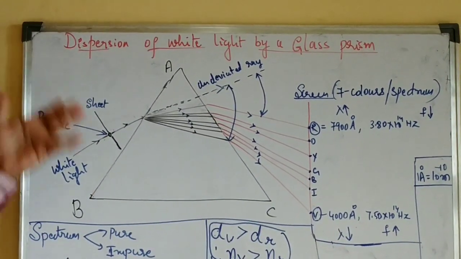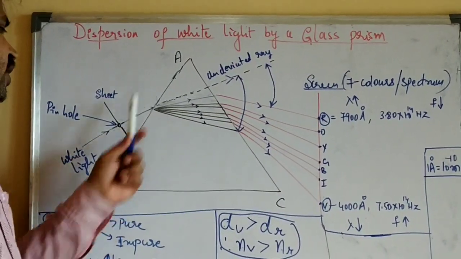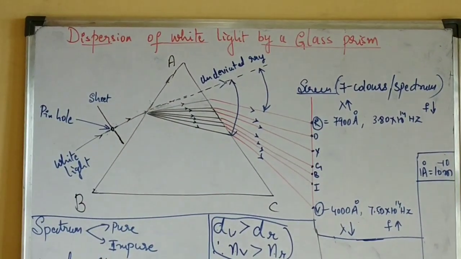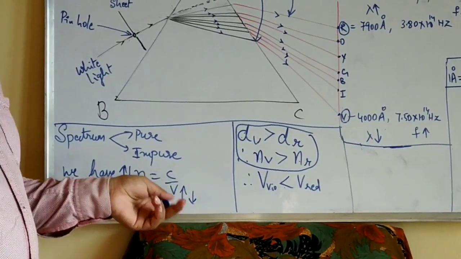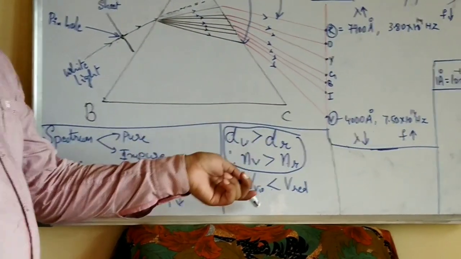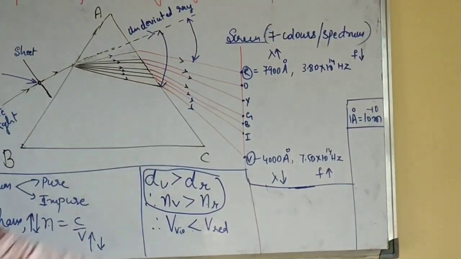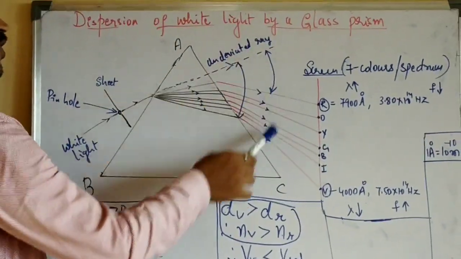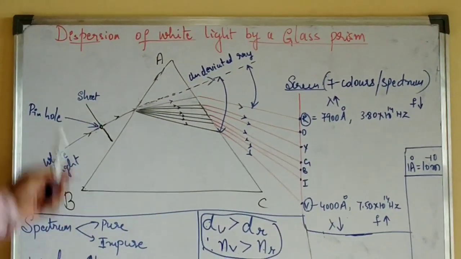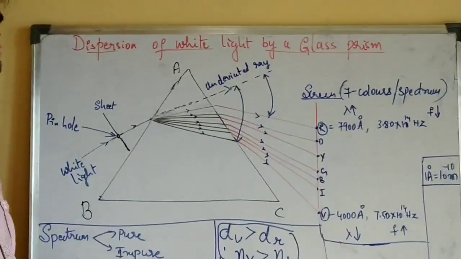Dispersion is also dependent on various factors. It depends on the refractive index of the medium. It also depends on the speed of different colors of light. It is also dependent on the angle of deviation. But the primary cause for the dispersion is the wavelengths.